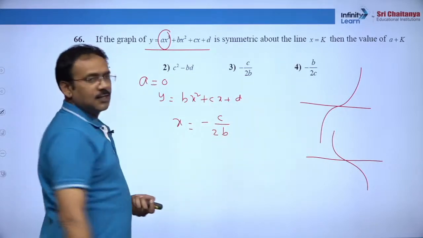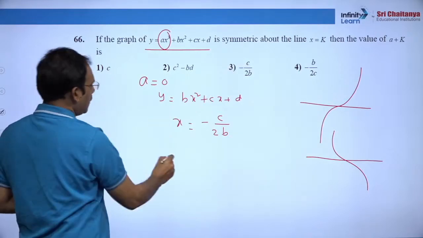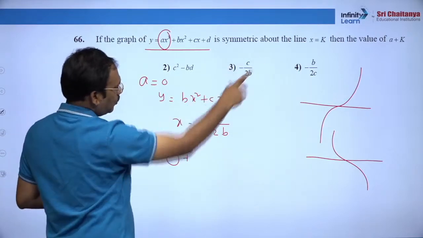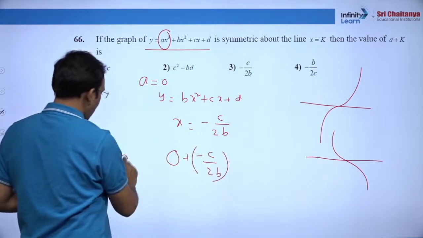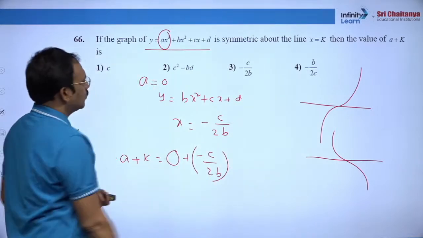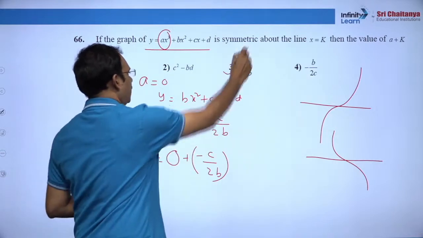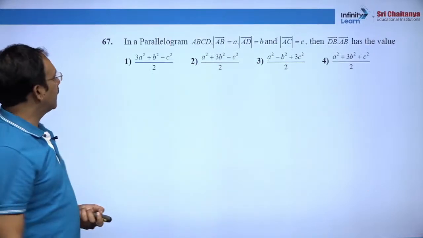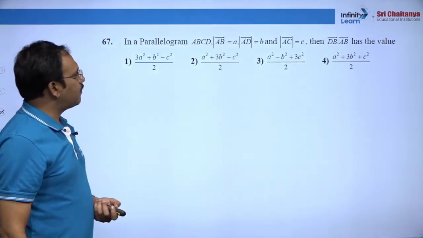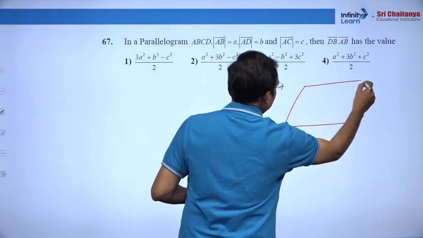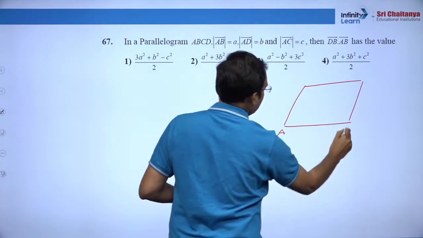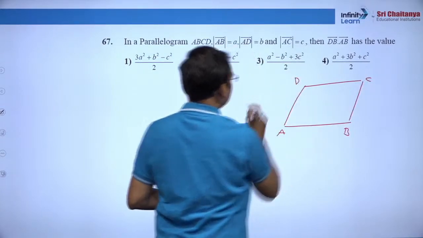This is the thing. So according to the problem, a is 0, x is equal to k, k is nothing but minus c by 2b. This is going to be a plus k, my dear friends. So the answer is minus c by 2b. That's it. Next, you see it's a parallelogram, dot product is given. Let me take a parallelogram here, say a, b, c, d.